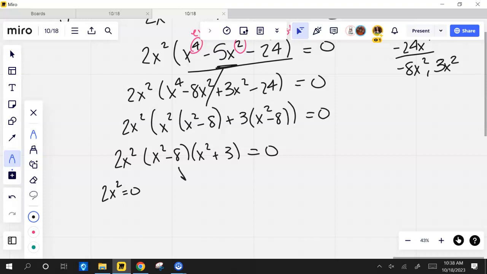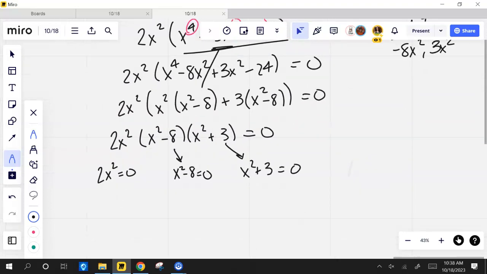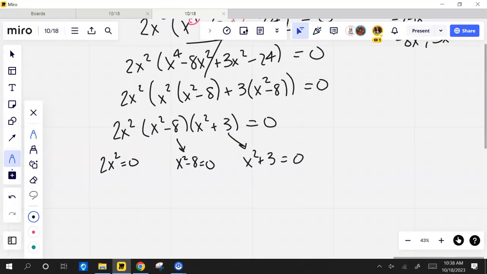Yep, everybody goes to 0. How many solutions should I get? 6, right? This was a big polynomial. My degree was 6 to start with, so that's how many solutions I should get. When I get here, x equals what? 0, right? Because if I divide by 2, I get 0, and x squared equals 0. But the multiplicity here is 2. It happens twice, right?